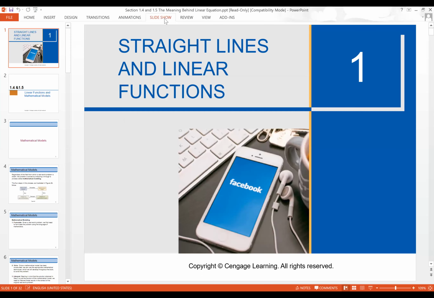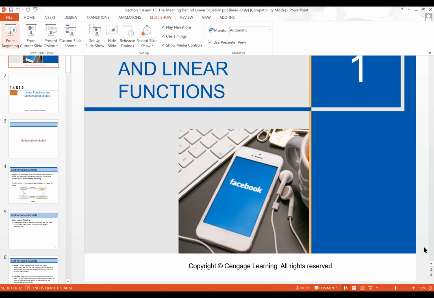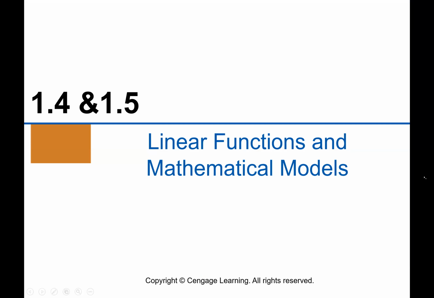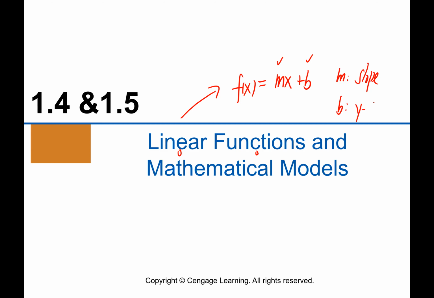All right, so we're gonna look at linear functions, specifically what I mentioned earlier, f of x equal to mx plus b, right? This is in the slope-intercept form, slope and then y-intercept. m is the slope. b is what we call the y-intercept. And then we're going to take a look at how we generate mathematical models using the linear function.